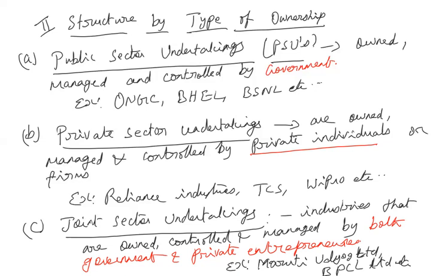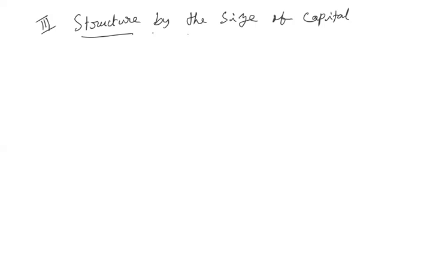And then the third category we have is the structure by the size of capital, based on what the investment limit of a particular company should be. Okay, based on the investment in plant and machinery. There is a limit to the investment in plant and machinery, to what extent a company is allowed to invest in plant and machinery. That is based on the size of capital. So based on that, we have the classification.